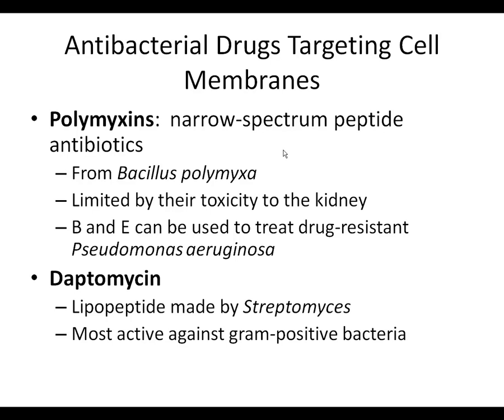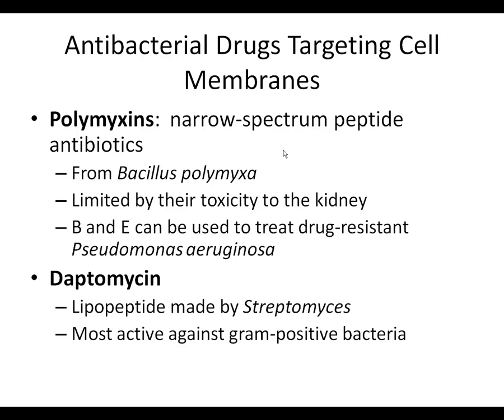If you think about the tissue of the kidneys, lots of smooth endoplasmic reticulum. That smooth endoplasmic reticulum is a lipid. These polymyxins are going to bind to the lipids of the membranes and they're going to disrupt them. Polymyxin B and polymyxin E are used to treat drug-resistant Pseudomonas aeruginosa. So some of these polymyxins can be used topically. Some of them can be used through an oral ingestion.